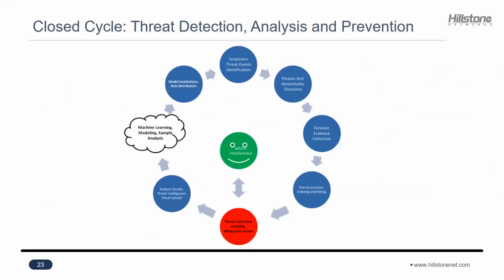closed loop, meaning from detection to forensic evidencing, to visibility providing, to threat hunting, and at the end to mitigate all these threat attacks, and also update in collaboration with the cloud, update multiple geolocations to prevent further attacks at different sites. So using this mechanism, I think we can close this threat detection, analysis, and prevention loop, to provide the complete solution.